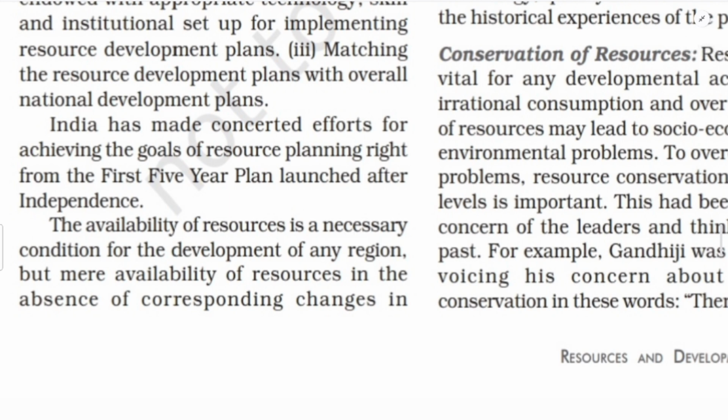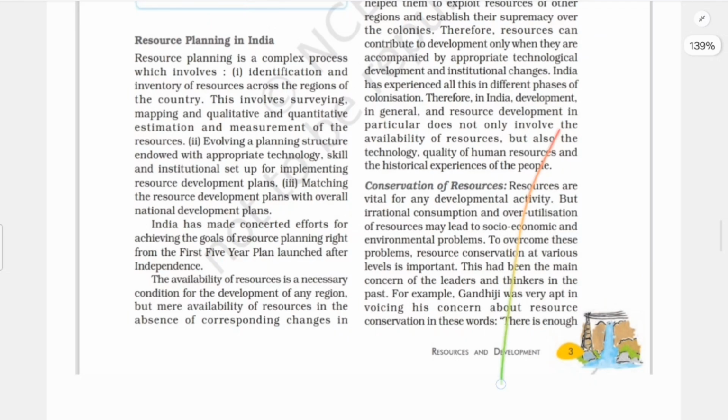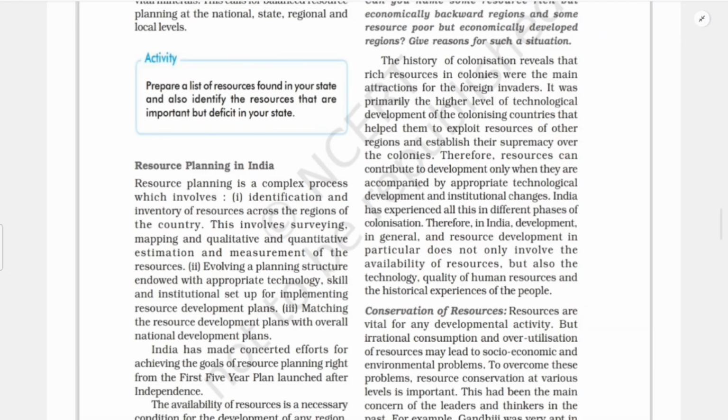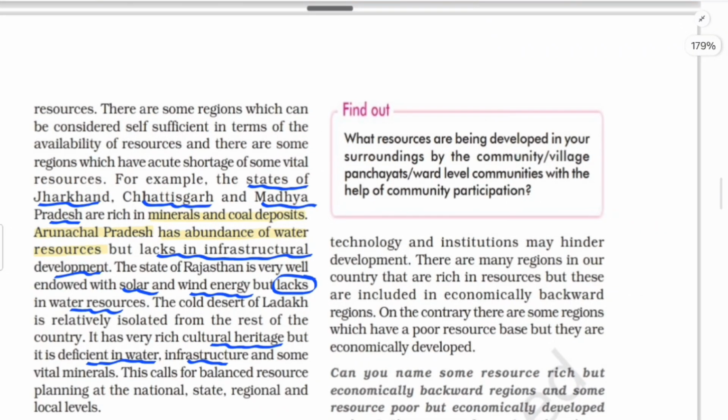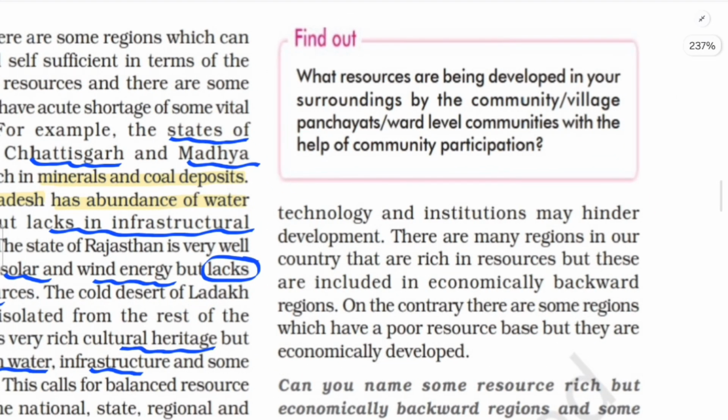The availability of resources is a necessary condition for development of any region. But mere availability of resources, in the absence of corresponding change in technology and institutions, hinders development. There are many regions in our country that are rich in resources, but these are included in economically backward regions.